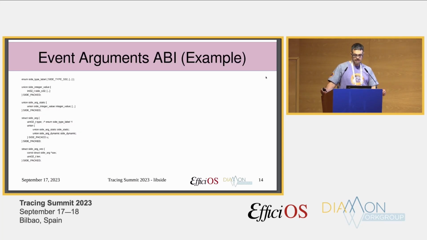The event arguments ABI, as an example, so this is how this integer argument is passed on the stack when the instrumentation is called. At the bottom, we can see a side arg vector. This is a vector of side arguments. Think of it as an IO vector for now. And then each side argument has a type, and then it has a union. Here we have a static type. This static type is an integer, and then we have its content. So that's how it's passed on the stack.